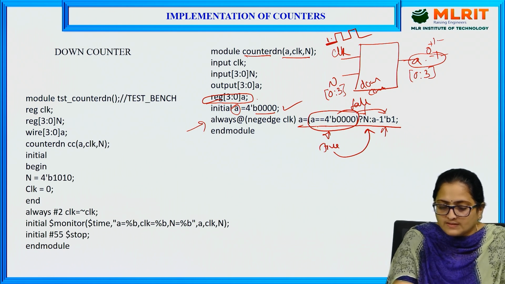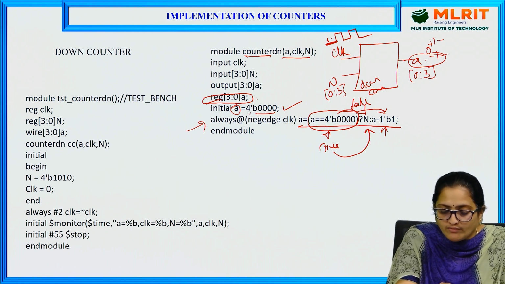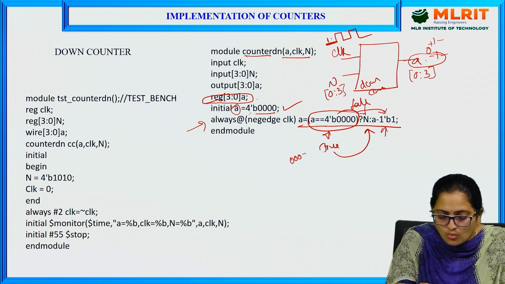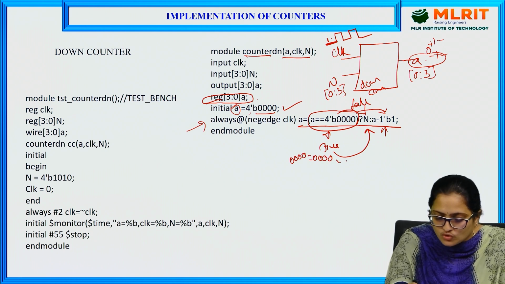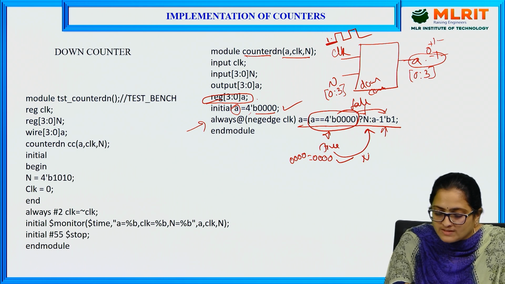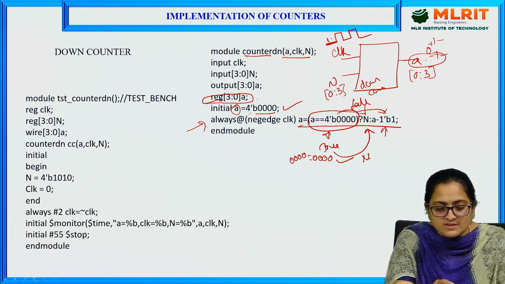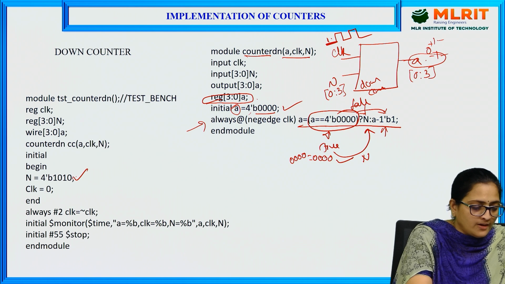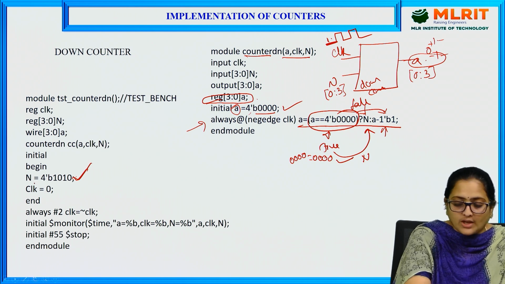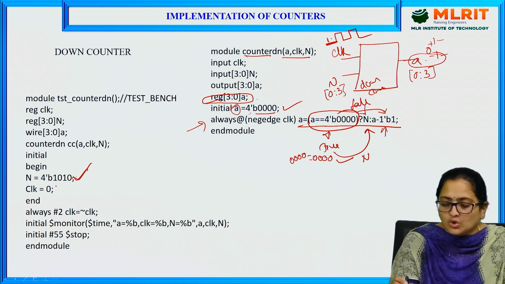Yes, this is 0000. Here I have taken the A value as 4 zeros, and it is compared with 4 zeros. Yes, this is true. So it represents the N value. I didn't define the N value here; the N value I have given in the test bench code. The N value which I have given here is 1010.